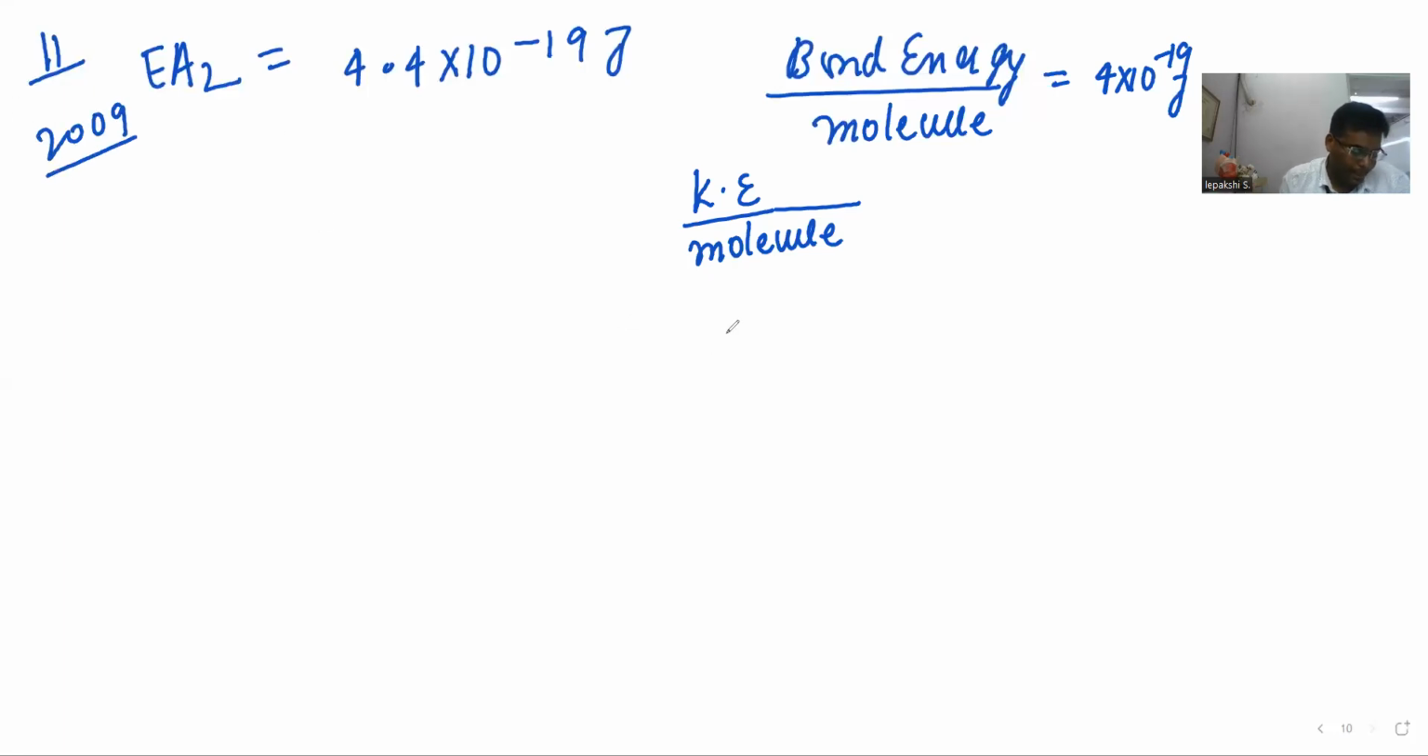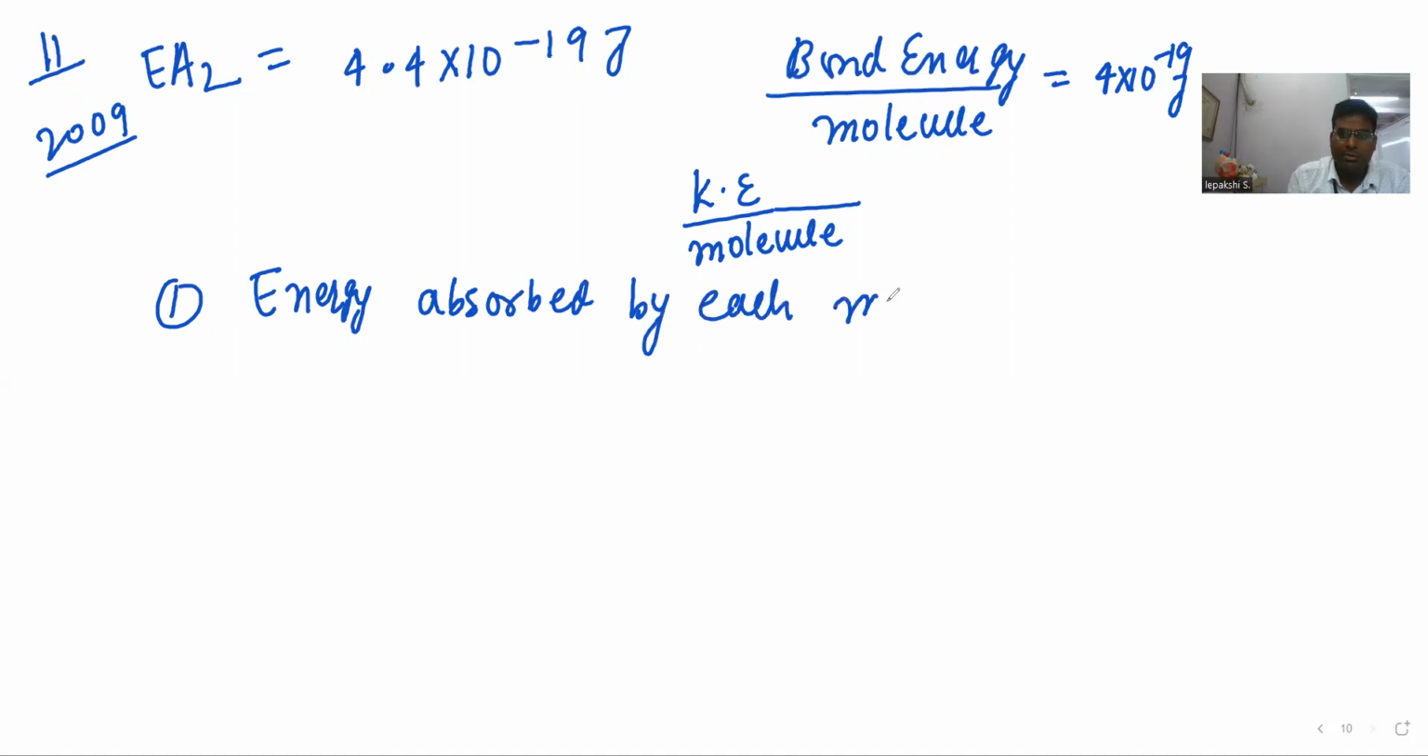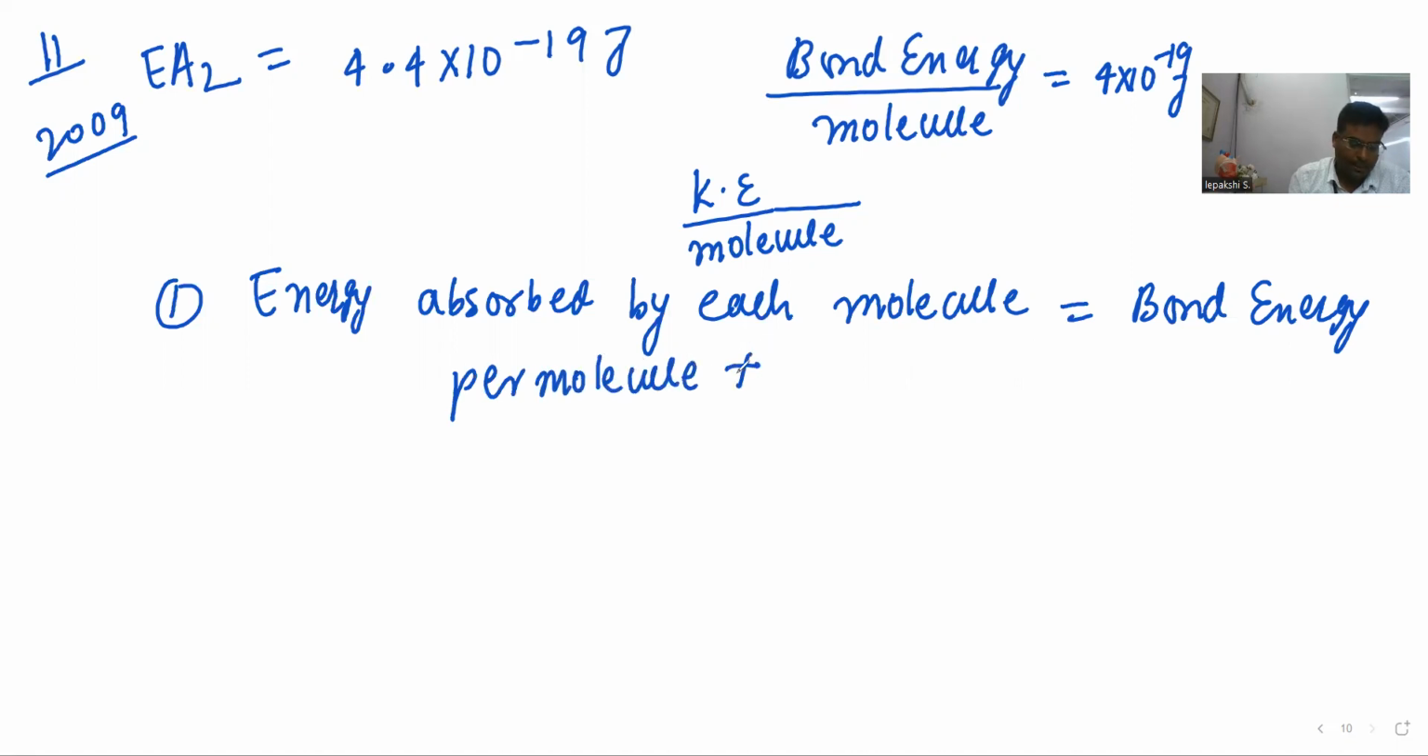2009 AIPMT. So energy absorbed by each molecule is equal to bond energy per molecule plus kinetic energy. So this is the relation between them. So write the formula: energy absorbed by each molecule is equal to bond energy per molecule plus kinetic energy per molecule. So put the value, then you will get the answer.